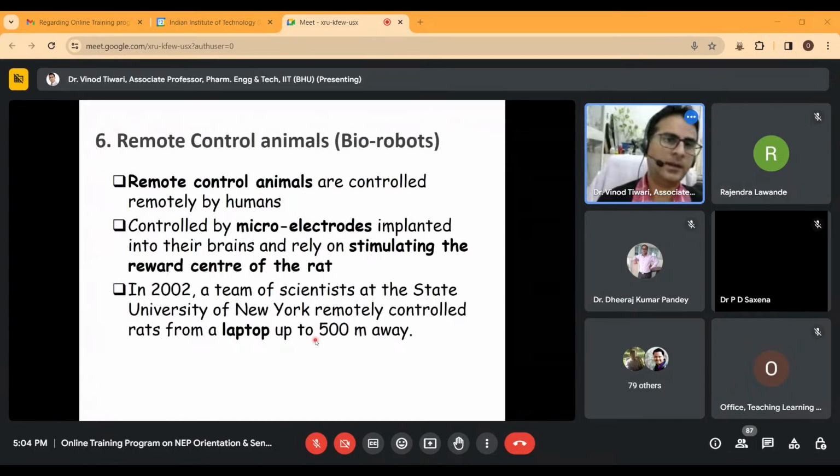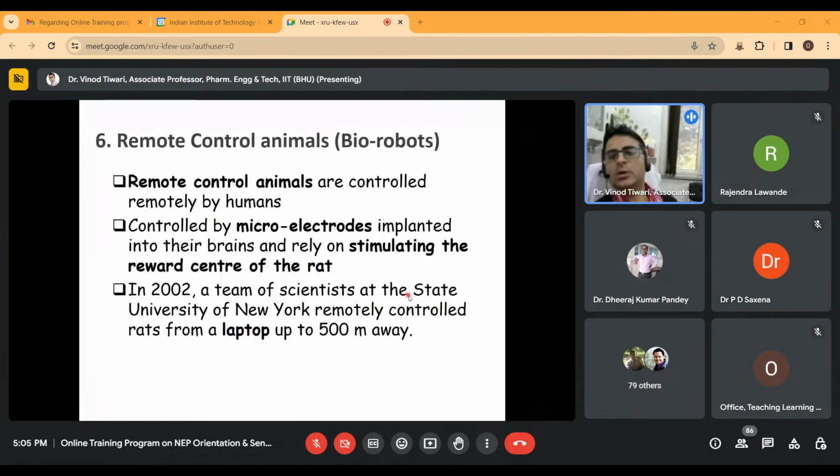Okay. Then another interesting application is the remote control animals. You might not have heard this technique before, right? And we also call them biorobots. Why do we call them biorobots? Because we can control them remotely, okay, by humans. So here we are controlling them by implanting microelectrodes into their brain regions, and then we can stimulate those electrodes, or the reward center. There are certain regions, like nucleus accumbens, ventral tegmental area, and a few other regions which play a very, very important role in the reward activation, reward circuitry. So they can be used for that purpose.